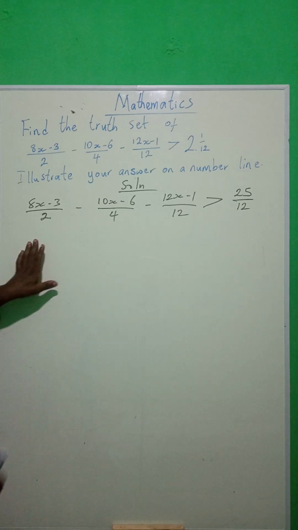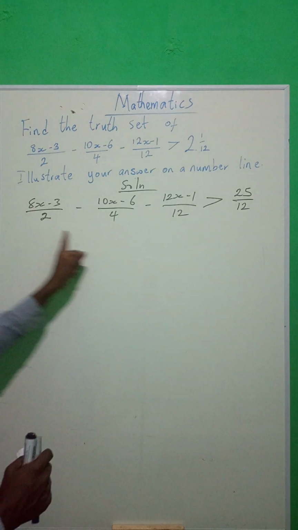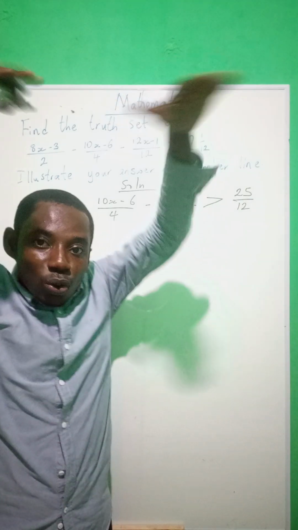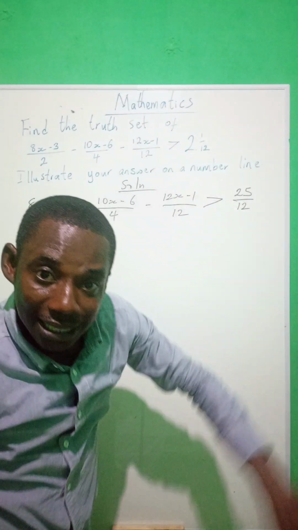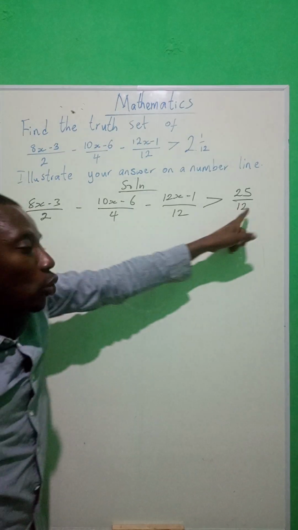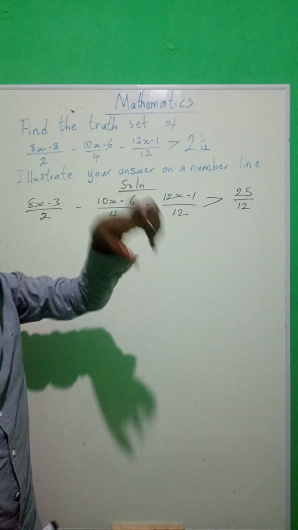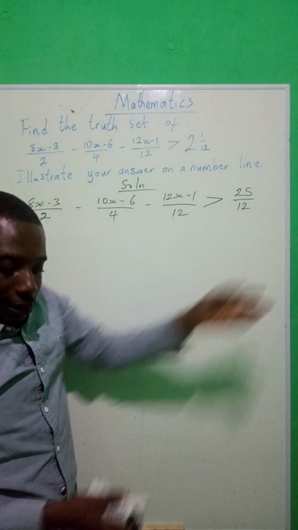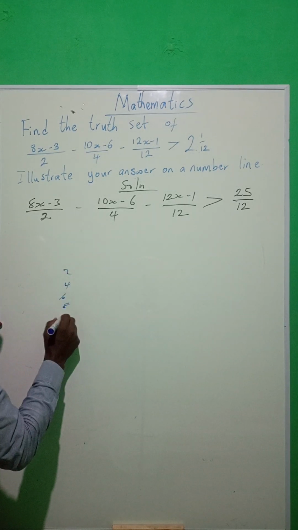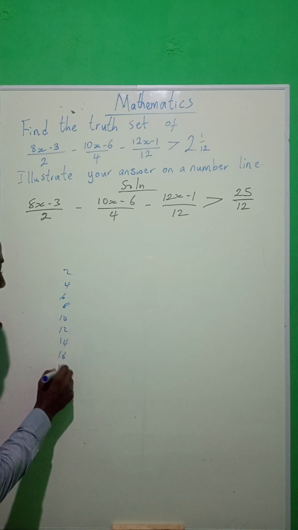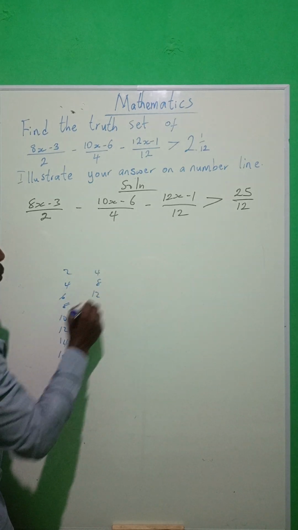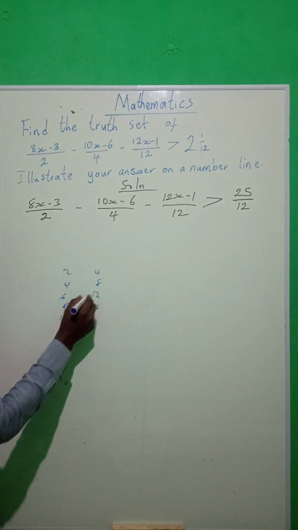Now, when you get this one, you look at the denominators. The numerators are the ones on top of the fraction and the denominators are the ones down below. So we are going to look at the denominators, 2, 4, 12, and 12, and find the least common multiple among them. The multiples of 2 are 2, 4, 6, 8, 10, 12, 14, 16, 18, 20. The multiples of 4 are 4, 8, 12. You've gotten 12. 12 is here, 12 is here.